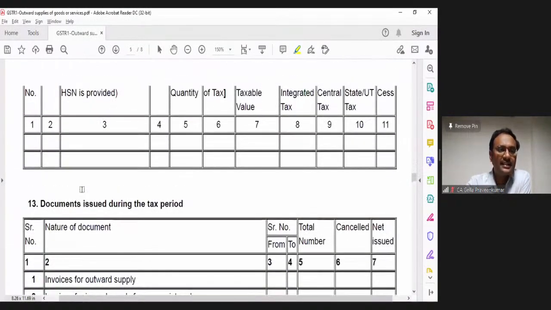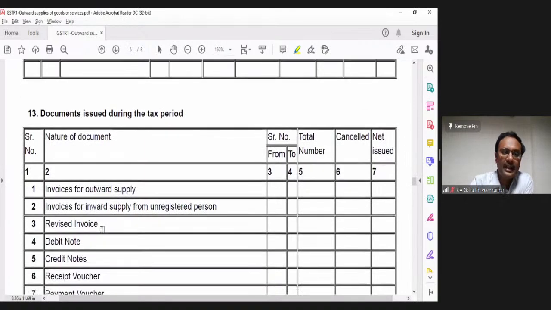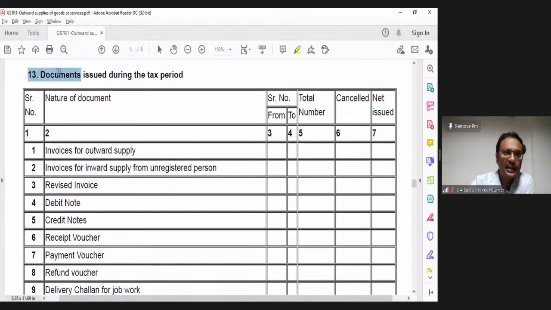Next, HSN summary. Not much. I would take your time. All the transactions of your supply of goods and supply of services, I need to mention in this particular table. That is my table number 12. Table 13. Now, this is the audit trail, which is going to help in your monthly audit. You need to fill all those documents.